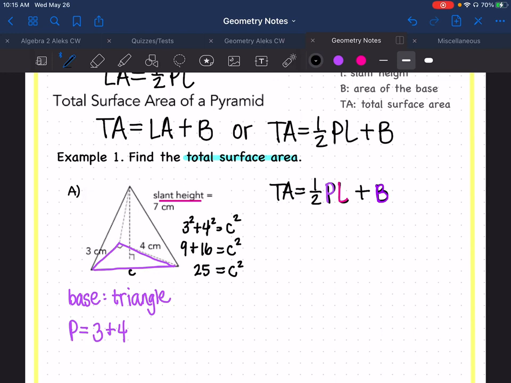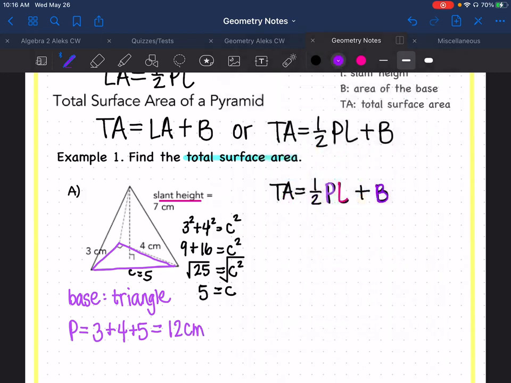So I went ahead and I squared 3, 3 times 3. I squared 4, 4 times 4, and then I added the 9 and the 16 together. The last thing I need to do is take the square root to get rid of the square. And the square root of 25 is 5. So this side is 5, and I'm going to go ahead and add that to the perimeter. 3 plus 4 plus 5 is 12 centimeters. So now I know what to plug in there.